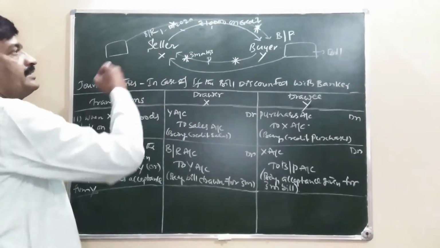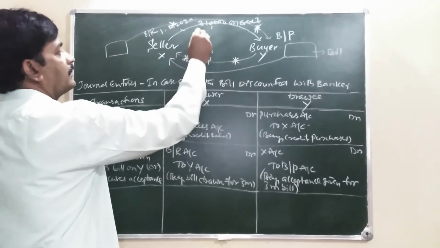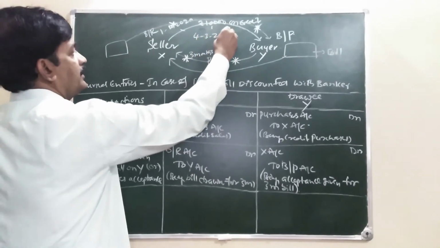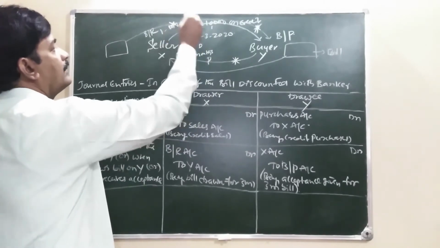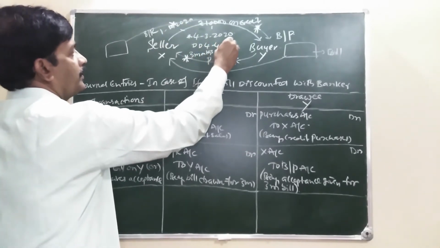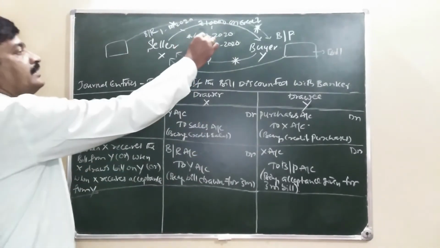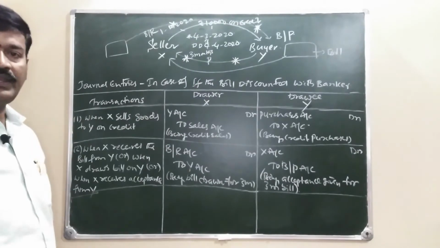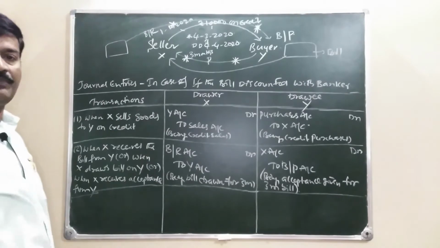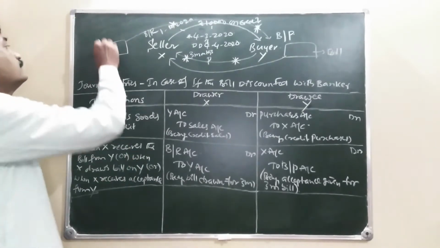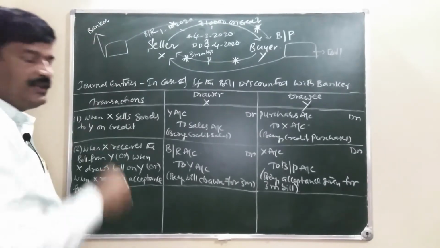Suppose the seller needs money one month before, on 4/3/2020. He needs funds, but the due date falls on 4/4/2020. Before one month, if he needs money, the seller sells the bill to the banker. Selling the bill to a banker is called discounting the bill.